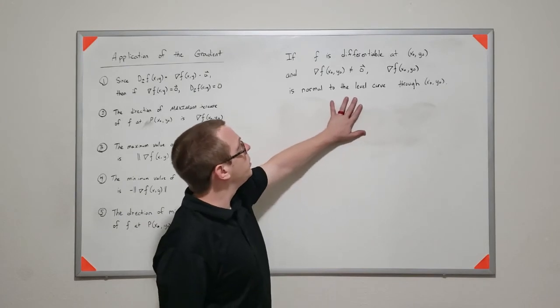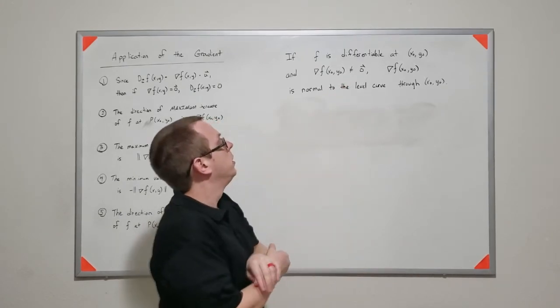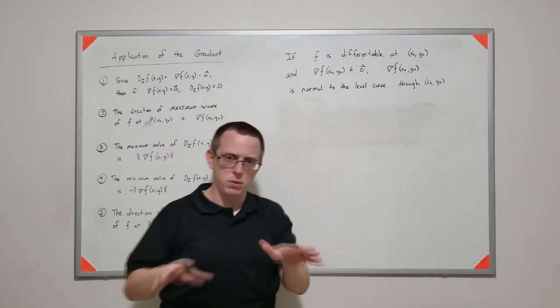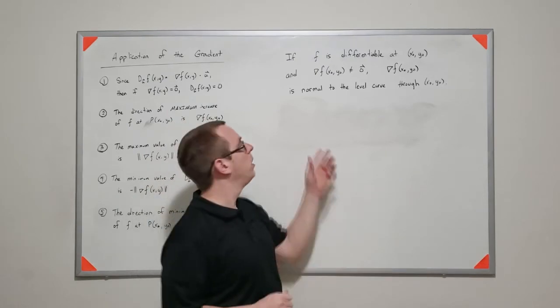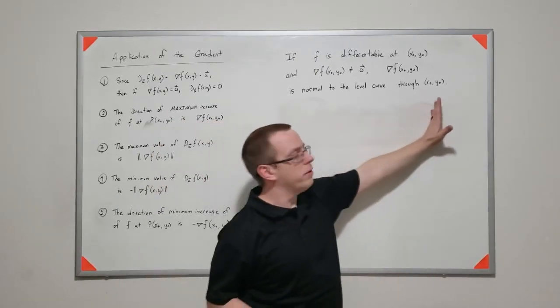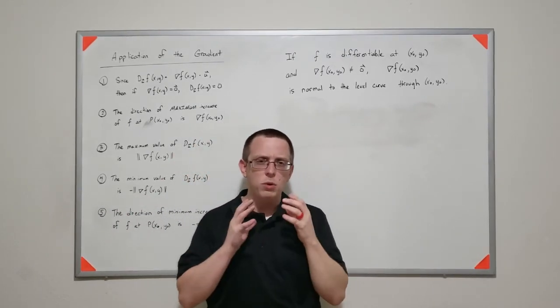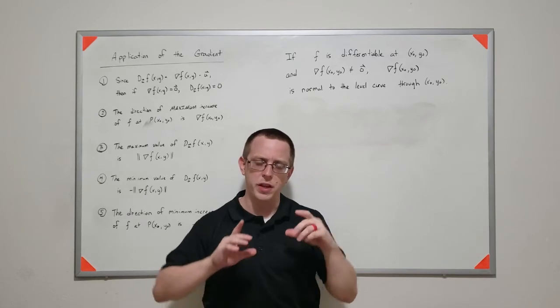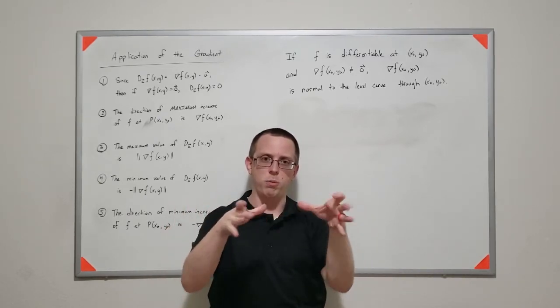And finally, I want to point to this. If f is some differentiable function and the gradient is not zero, because if the gradient is zero, there are other properties you've got to worry about, then that gradient is normal to a level curve through that point. So what does all that mean? Well, if you go back, you remember what a level curve is. It's the set of all values that have the same output.